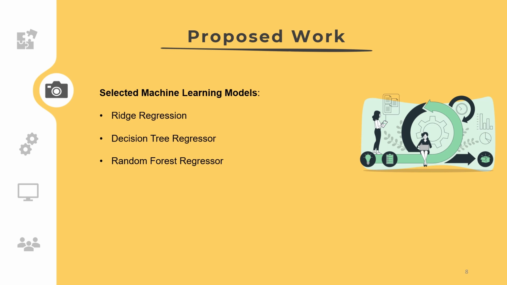And the next section is proposed work. We have explored multiple regression models and selected the best performing ones and applied them to the pre-processed data. In this section, we will walk through the machine learning models that we have proposed and used, and why we chose them and how they work. And here are the selected machine learning models. The first one is ridge regression, the second one is decision tree regressor, and the third one is random forest regressor.